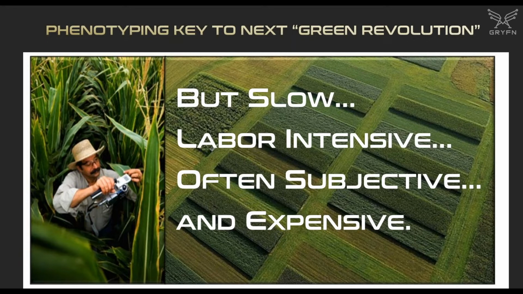And breeders use phenomics to try and understand how do we achieve the expected outcomes like yield or drought resistance or disease resistance. And you do that over years and years of time of selection. And that's very, very slow. It's labor intensive. It's often highly subjective, and it's very expensive.